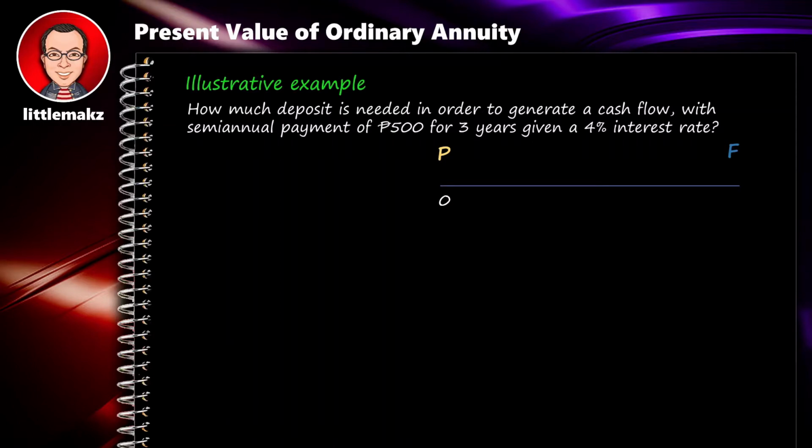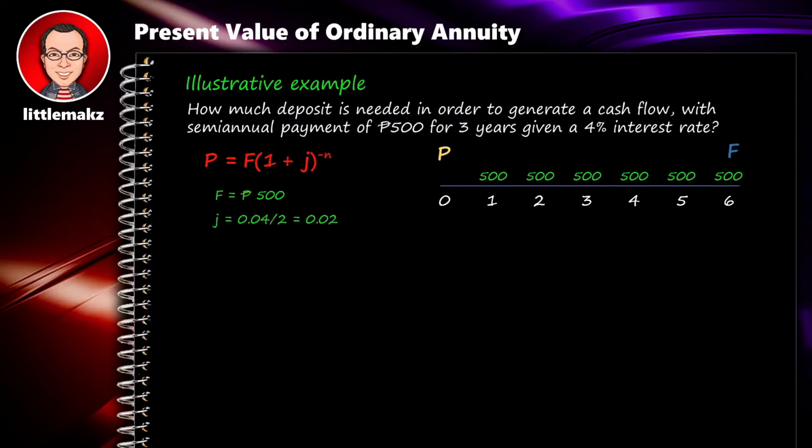Then we do the first payment at the end of the 6th month. The second payment will be at the end of the 12th month or 1 year. At 1.5 years, we got the third period, until the 6th period. From the given problem, our R is 500. Our J is 0.04 divided by 2 since it's semi-annual, and we've got 0.02, and 1 plus J is 1.02. So we now try to use the different values of n in different periods, 1 up to 6.